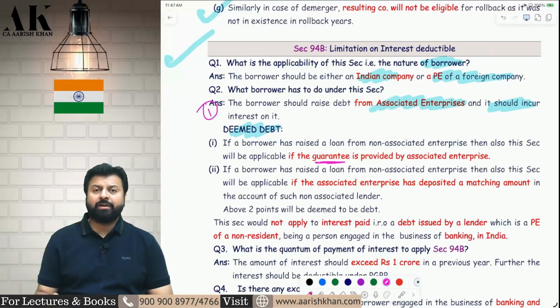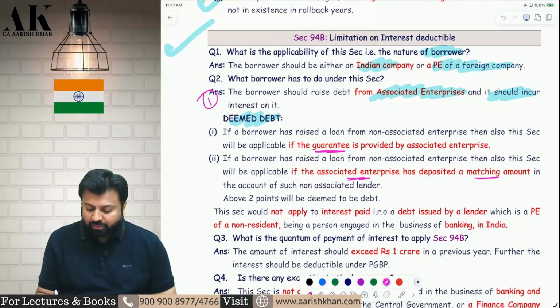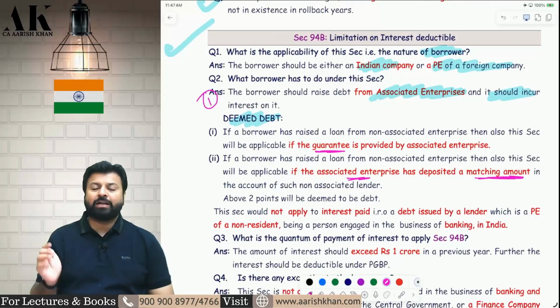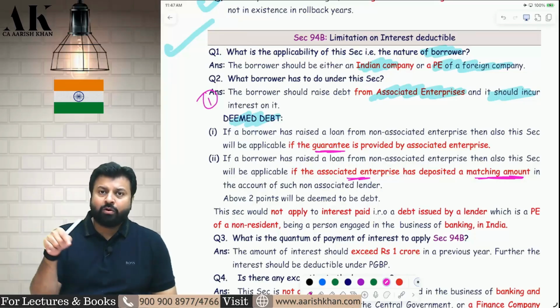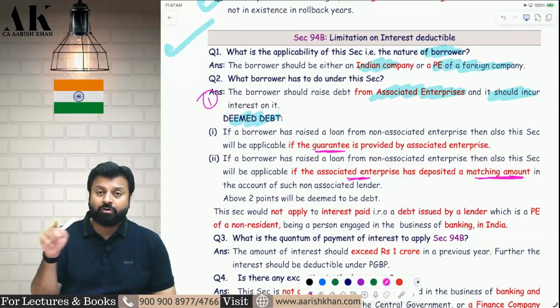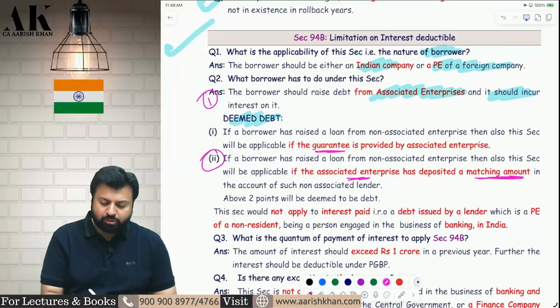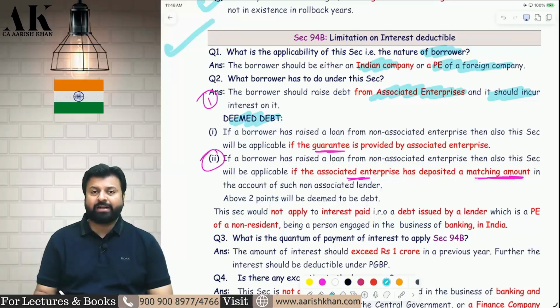That is also covered in limitation of interest. Third, you are taking money from a third party and your associate entity has deposited a matching amount to that particular third party. For example, you are taking a loan of 5 crore from a third party and your associate entity has given a deposit of 5 crore to that third party, then that is also covered in deemed debt.